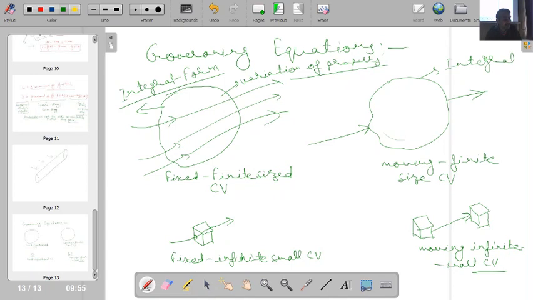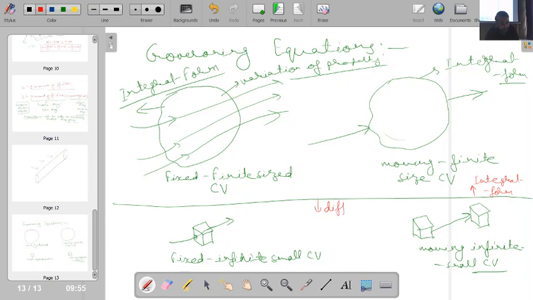The reason is very clear, as I just told you. There can be variation of property at different locations. So to account for the complete quantity for the entire control volume, I have to integrate over that finite sized control volume. That's why from these two we obtain the integral form of the governing equations, and from the infinitesimal ones we obtain the differential form of the governing equations.